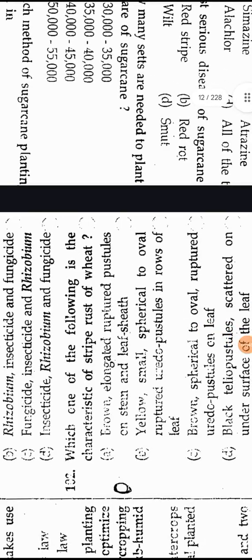Question number 101. Which of the following sequence is being used in a combination seed treatment? It's FIR, that is fungicide, insecticide, and rhizobium. Question number 102. Which of the following is the characteristic of the strip rust of wheat? It's yellow, small, spherical to oval, ruptured uredopustules in rows on the leaf.